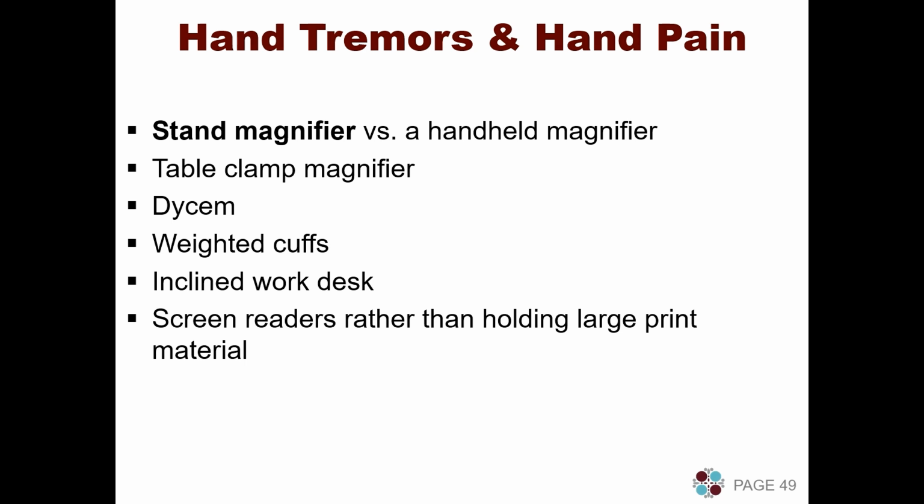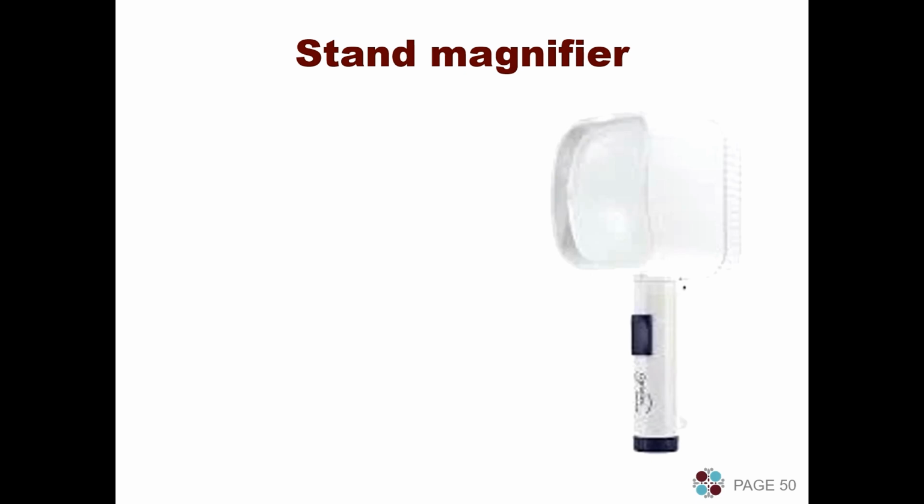Dycem, weighted cuffs, inclined work desk station, screen readers rather than holding the print material. Using a screen reader is a great option, especially if you're reading larger print and more prolonged reading because larger print tends to be heavy, bulkier, and so it's a lot more strenuous on your hands. This is an example of a stand magnifier.